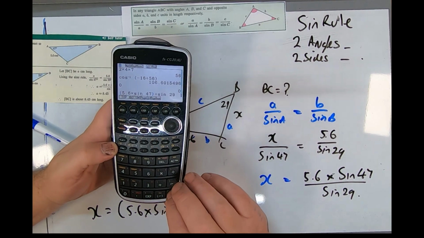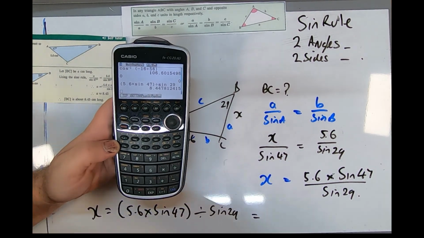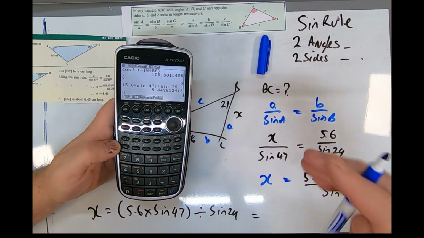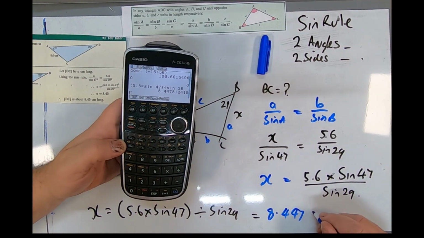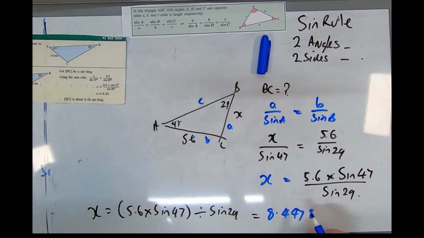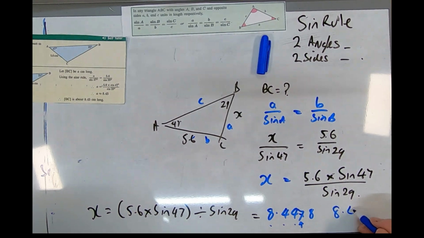29. Okay, get 8.4478. Now, way earlier in the course, we looked at significant figures. This question said 3 significant figures. There's my first, there's my second, then my third. Are we going to round up or down on the 7? We're going to round up. Okay. Units in this question were centimetres.